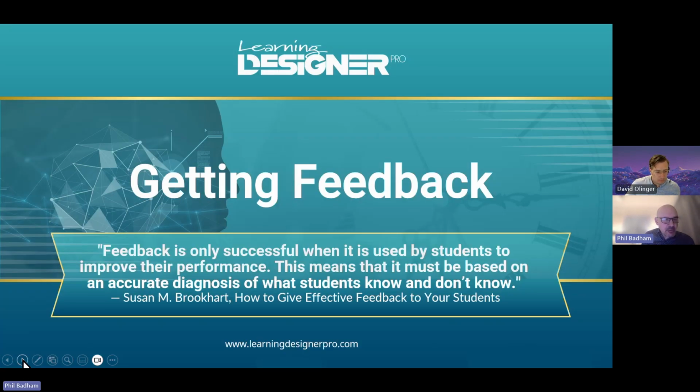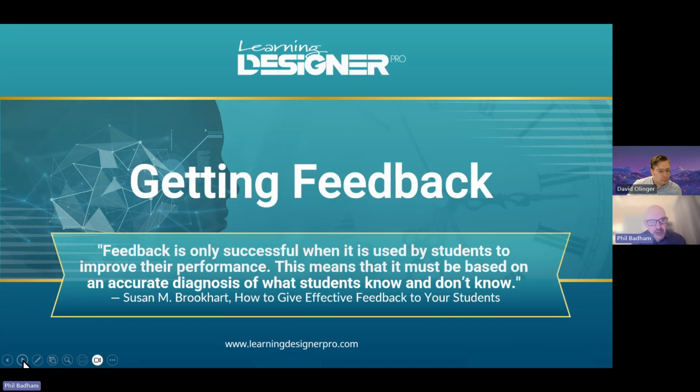So getting feedback is probably the most important. In fact, Hattie says that the feedback from the learner to the teacher is the most important feedback of all, because from that feedback, we then understand how to pitch the learning, to pitch challenge correctly for those students. And that accurate diagnosis of what students know and don't know is very powerful.